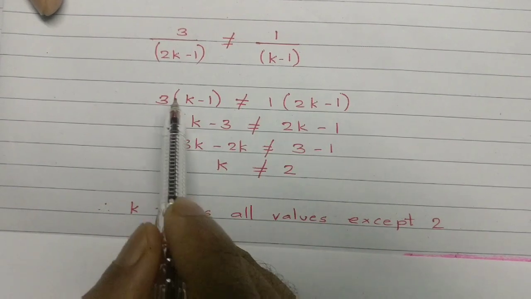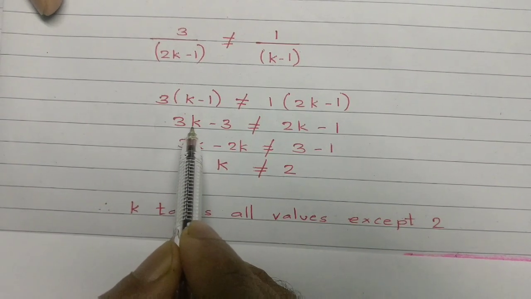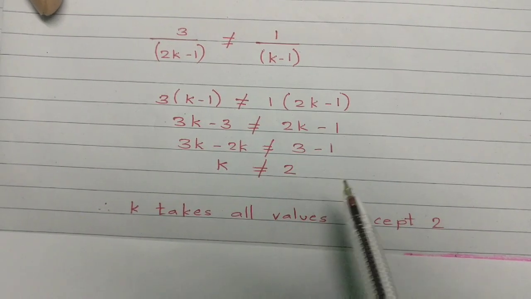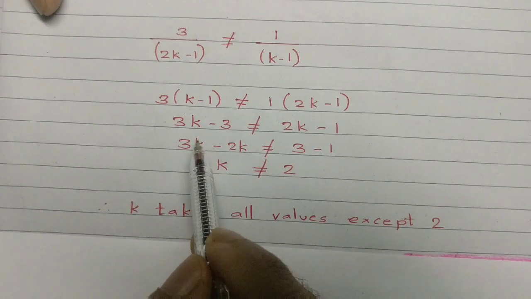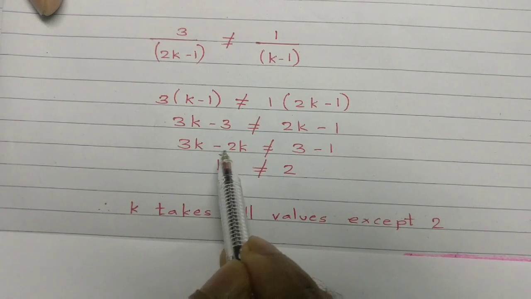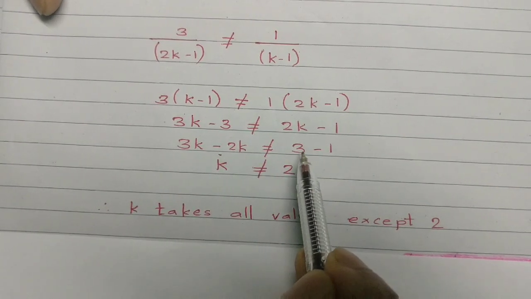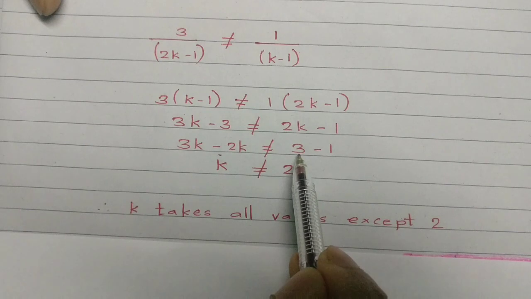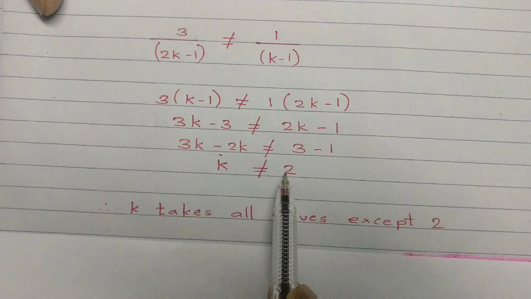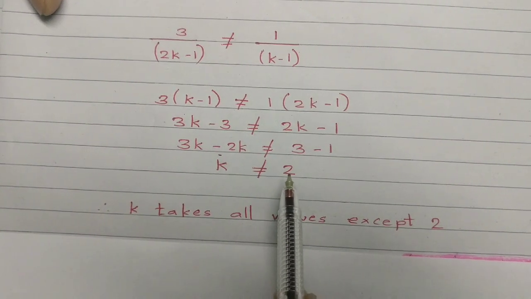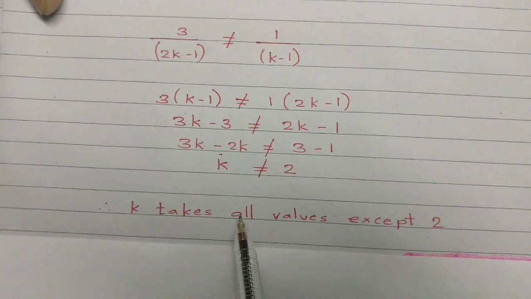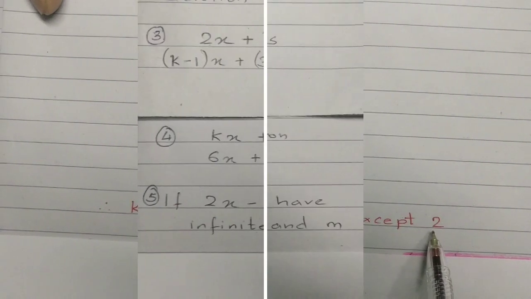So after doing this multiplication, 3 into k is 3k and minus 3, 2k minus 1. Same terms on the one side, so 3k will remain as it is. 2k, which is positive, goes on the other side, becomes negative, and 3, which was negative, becomes positive over here. Minus 1 will remain as it is, and I'll get k is not equal to 2, which means my final answer will be k takes all values except 2.